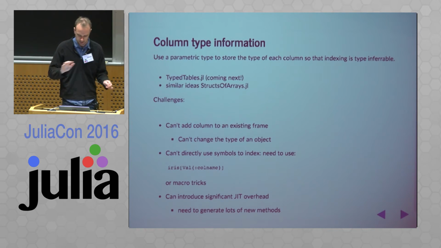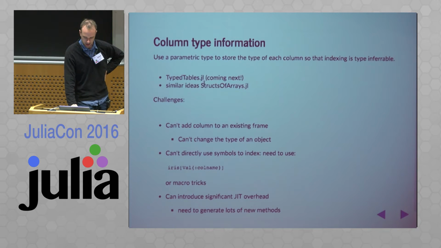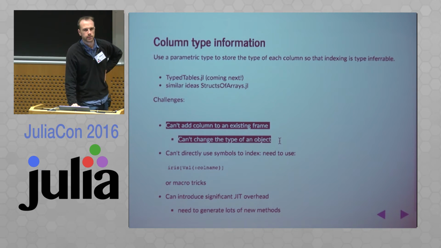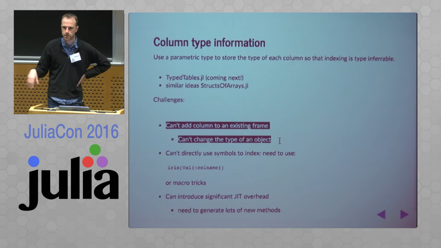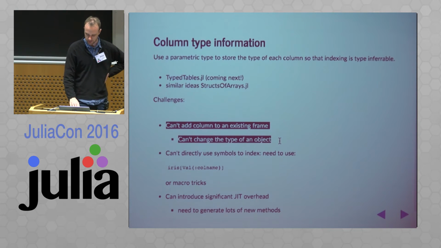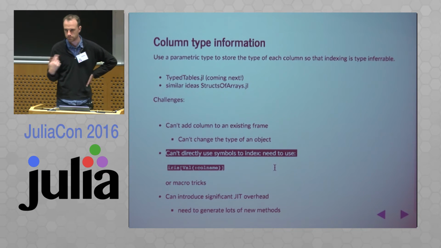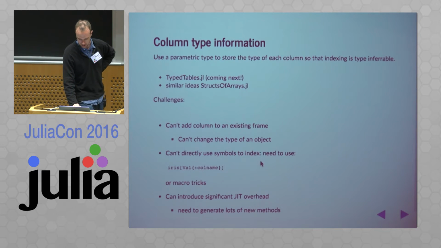struct of arrays, basically. And there's a very nice package called here, which is doing very similar ideas under the hood. Unfortunately, this does cause some challenges, because everything has a trade-off. If you stick the type information in the type itself, then you can no longer change the type of an object. We can't use symbols to index because you don't get the typing benefits, so you have to do awkward things like use vowels or macro tricks. And it does cause significant JIT overhead.